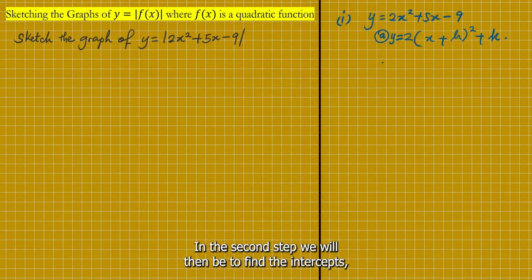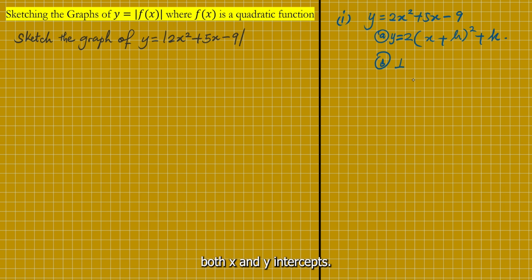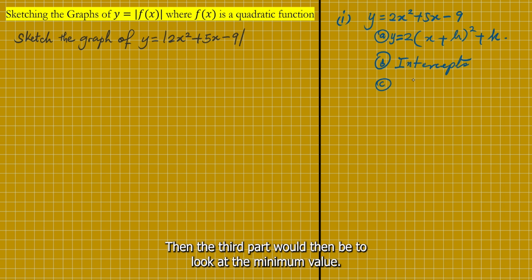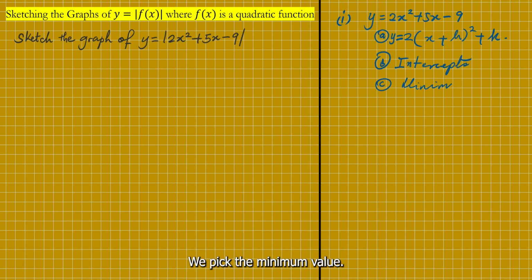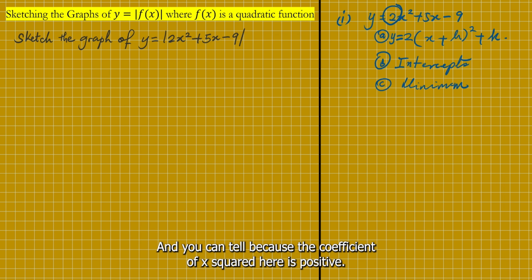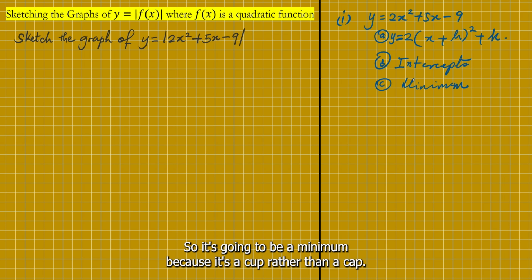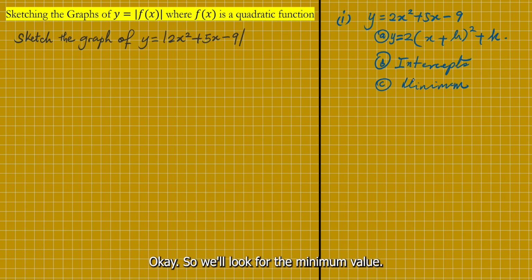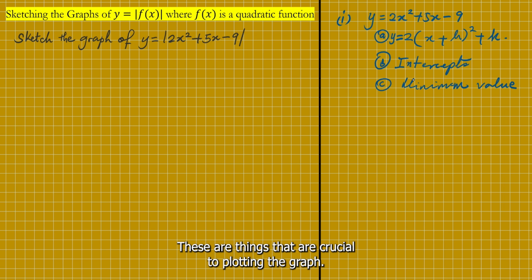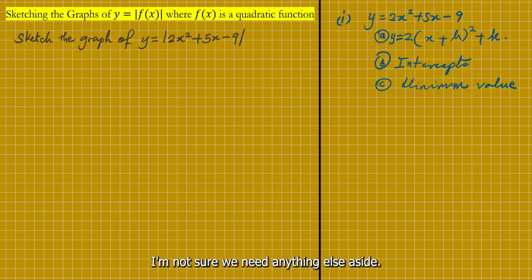The second step will then be to find the intercepts, both x and y intercepts. Then the third part will be to look at the minimum value. It's a minimum because this graph is positive, and you can tell because the coefficient of x squared here is positive. So it's going to be a minimum because it's a cup rather than a cap. These are things that are crucial to plotting the graph. I'm not sure we need anything else aside from these three.